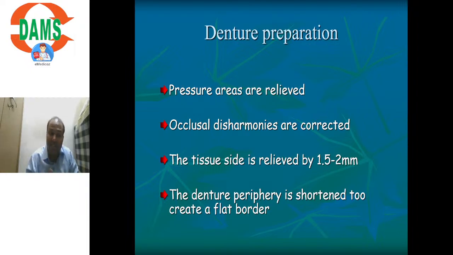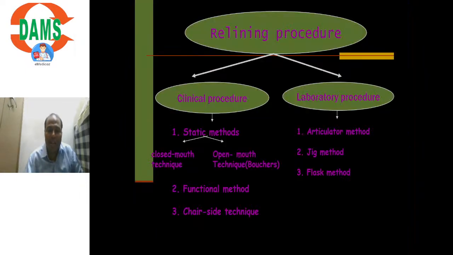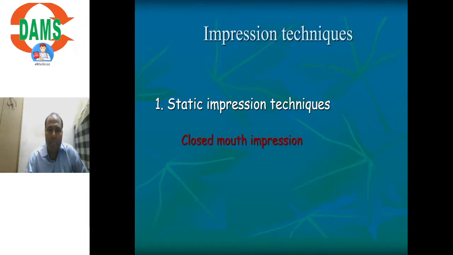Can you increase and decrease the VD by relining? No. This is how the questions are asked. If there is a patient with a reduced or increased VDO in the denture, can you correct it with relining? No, don't do it. डेंचर प्रिपरेशन करते हैं, डेंचर की बॉर्डर्स को हम 1.5 to 2 mm रिड्यूस करते हैं, डेंचर को अंदर से 0.5 to 1 mm रिड्यूस करते हैं. We do border molding, we make the final impression with the closed mouth technique, और उसके बाद हम फ्लास्किंग मेथड या आर्टिकुलेटर या जिग मेथड से हम उसको कर सकते हैं. राइट, गॉट इट.